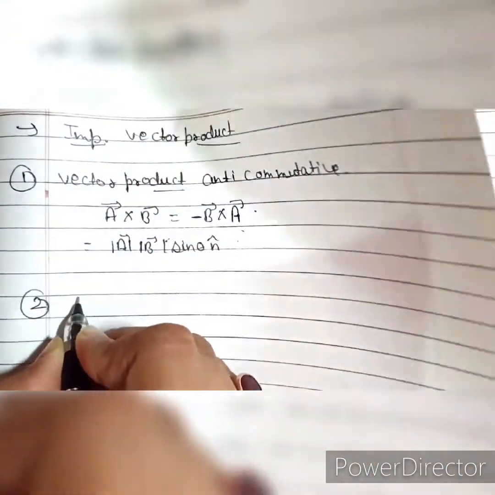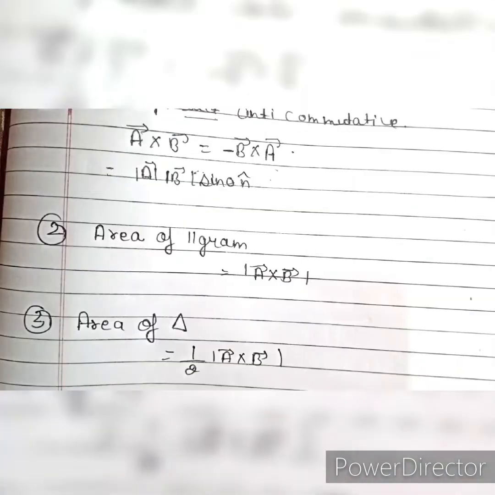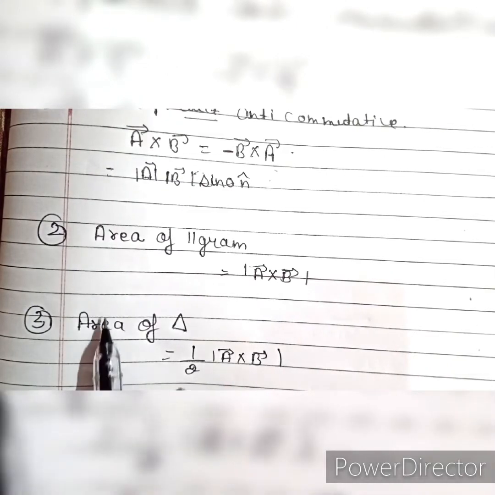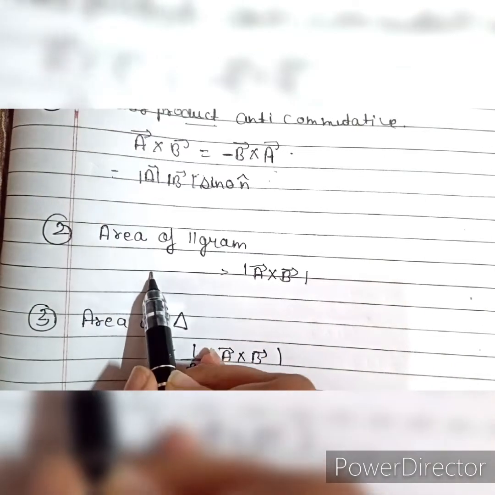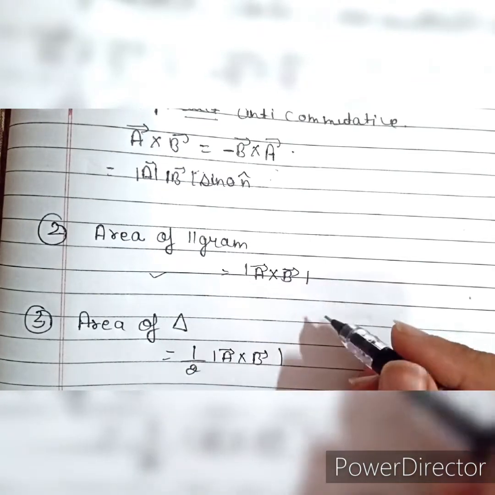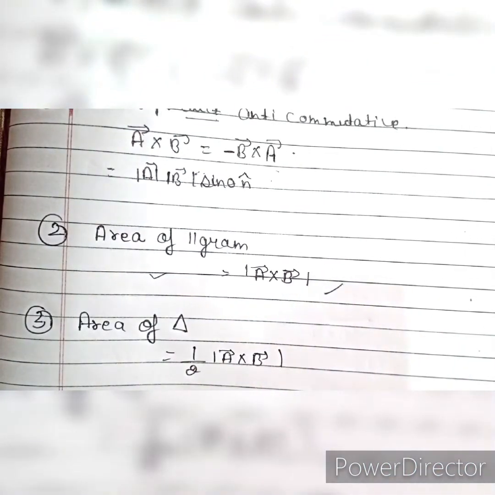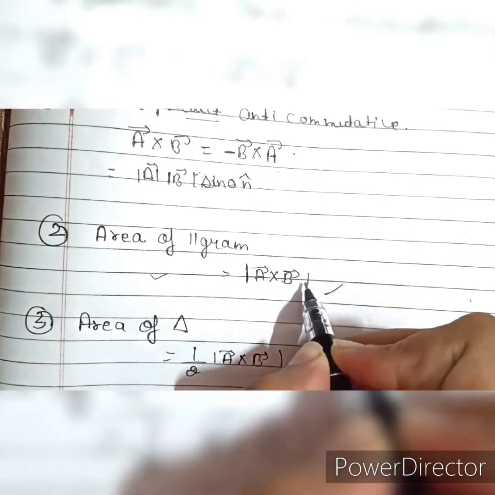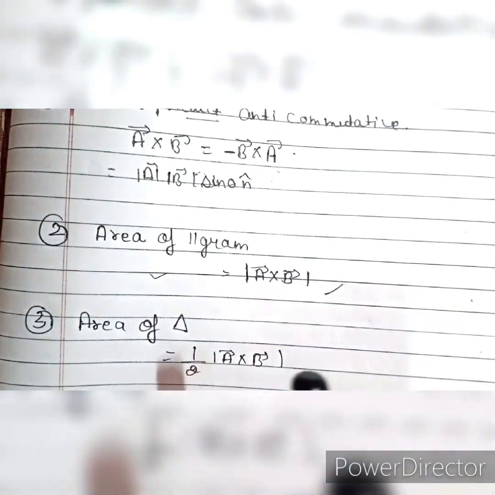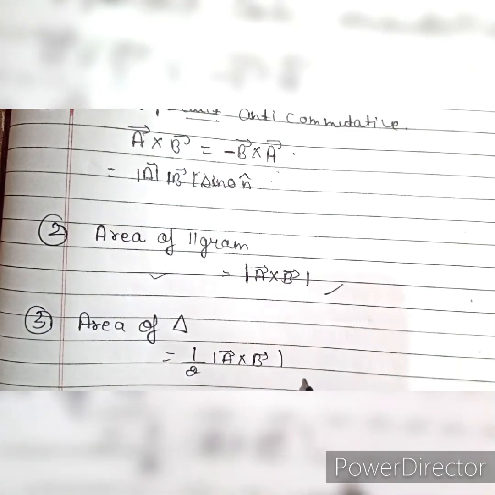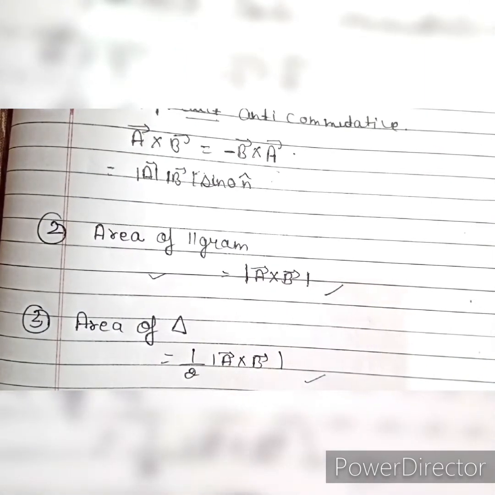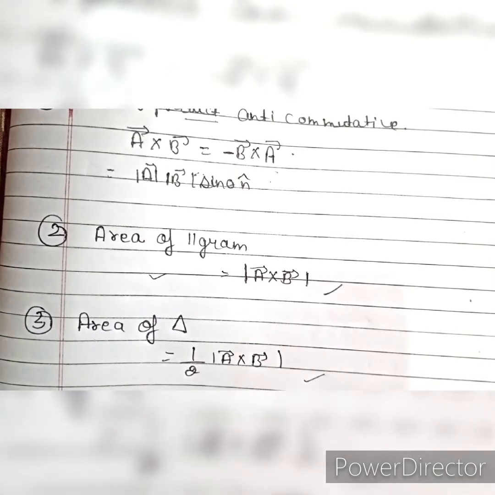Now the second property is the area of a parallelogram. From the vector product we can find the area of a parallelogram, which is equal to the magnitude of vector A cross vector B. The third property is the area of a triangle, which we can also find from the vector product, and it is half of the magnitude of A cross B.